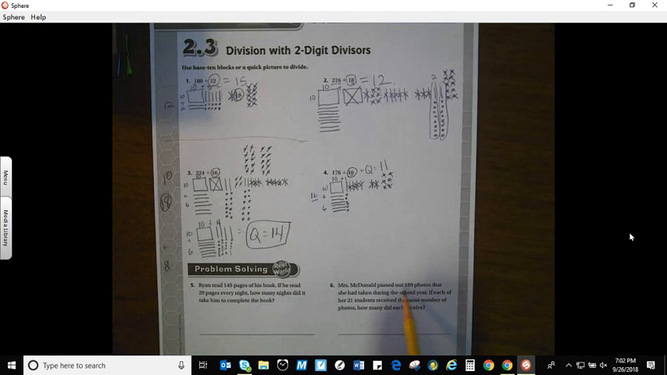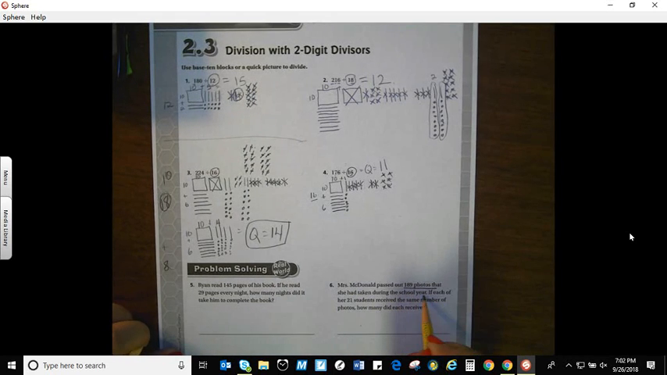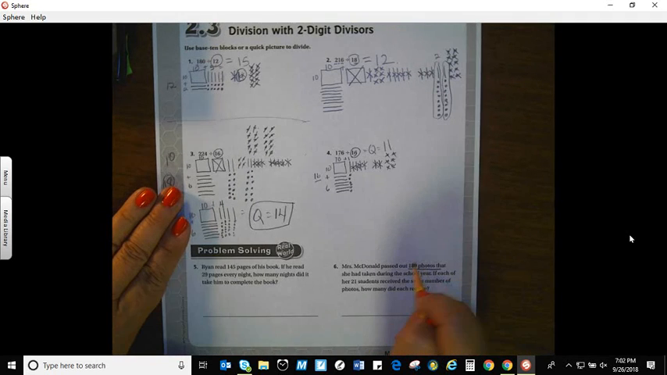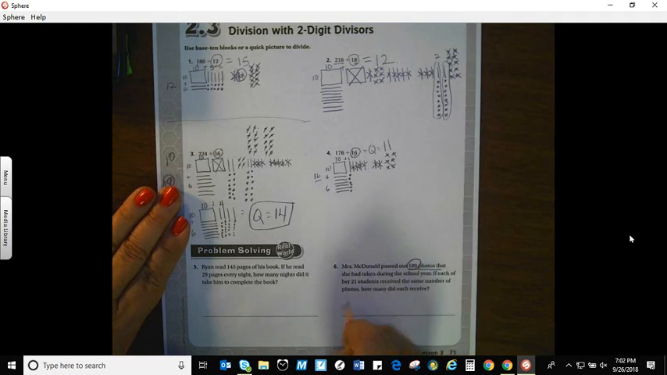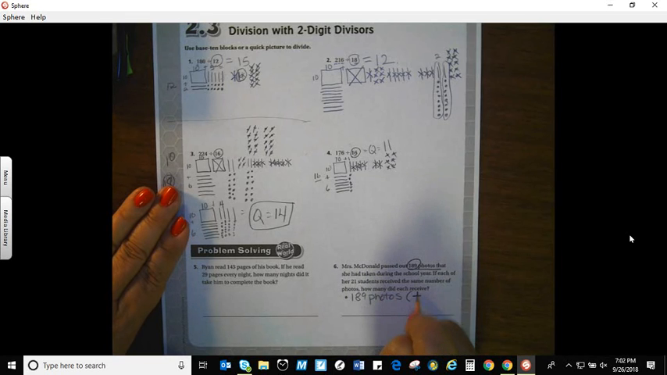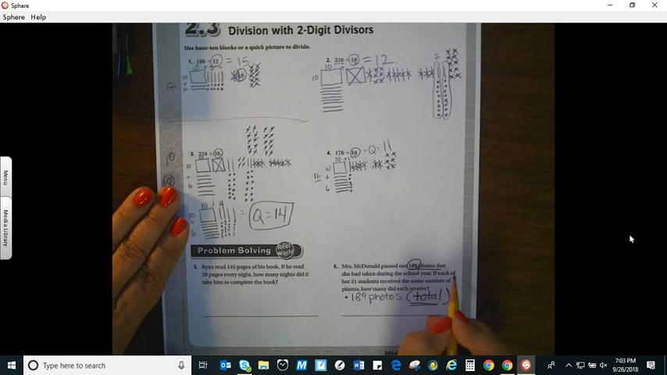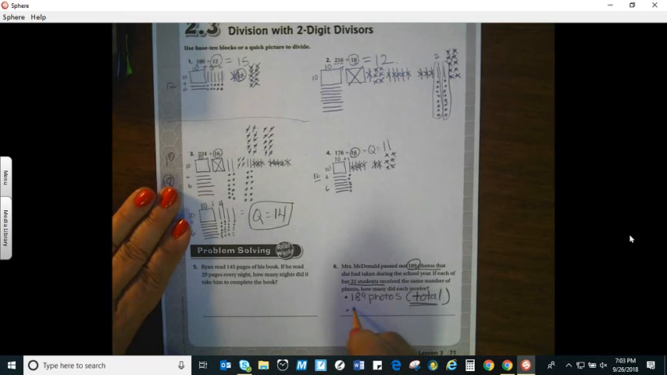All right, let's look at Mrs. McDonald. She passed out 189 photos that she had taken during the school year. If each of her 21 students received the same number of photos, how many photos did they receive? All right, so this is my total amount. So I'm going to bullet 189 photos. I'm going to put in parentheses total. So if each of her 21 students receive the same number, so 21 students.